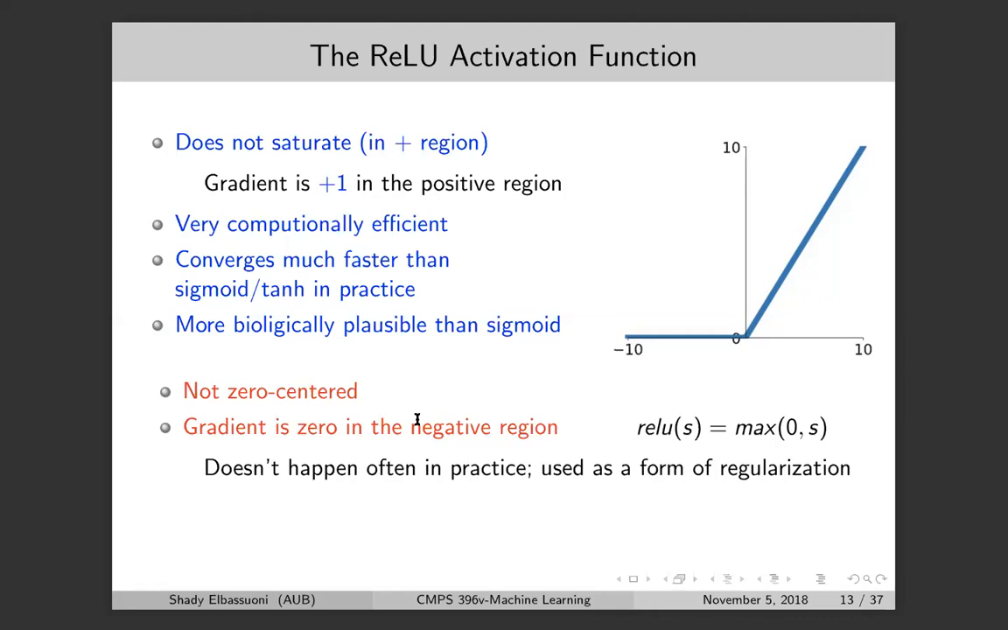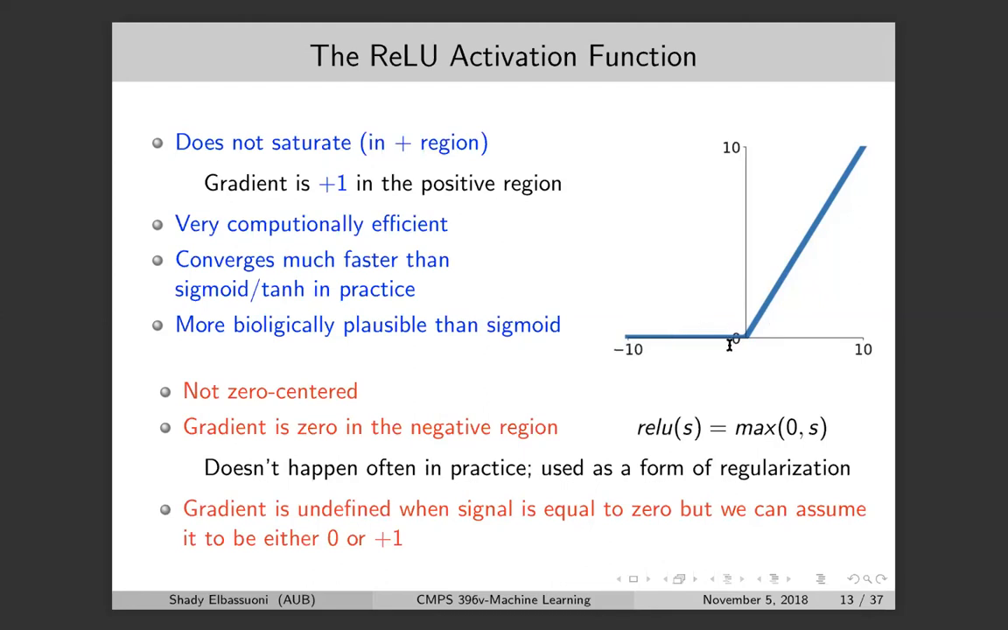Okay. So it's more biologically plausible than sigmoid as well, because it outputs something between 0 and positive, yeah? So it works more similar to the brain than sigmoid. Sigmoid is really a probability between 0 and 1, and that's not how the brain works. It's not zero-centered, of course, as you see, and the gradient is 0 in the negative region, but this is a form of regularization.